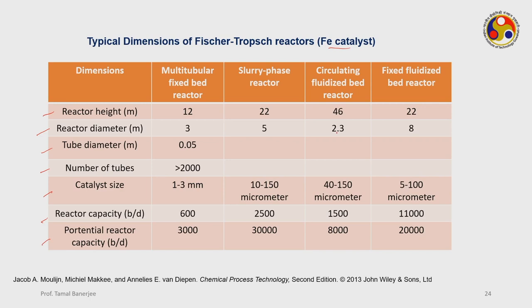Diameter, it is the lowest. So it works well if you want to see the comparison between different reactors. Diameter is the lowest in the circulating bed, highest in the fixed fluidized bed. The tube diameter is 0.05 in the case of multiple tube fixed bed reactor. You don't have a tube in slurry, circulating or fixed, that's just nil. Tubes, you don't have any tubes in these, except for the multiple tube reactor, where the tubes are more than 2000.